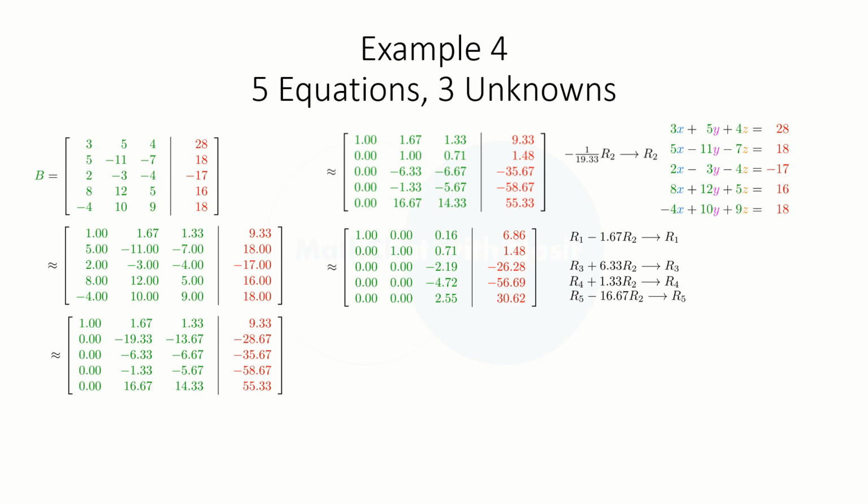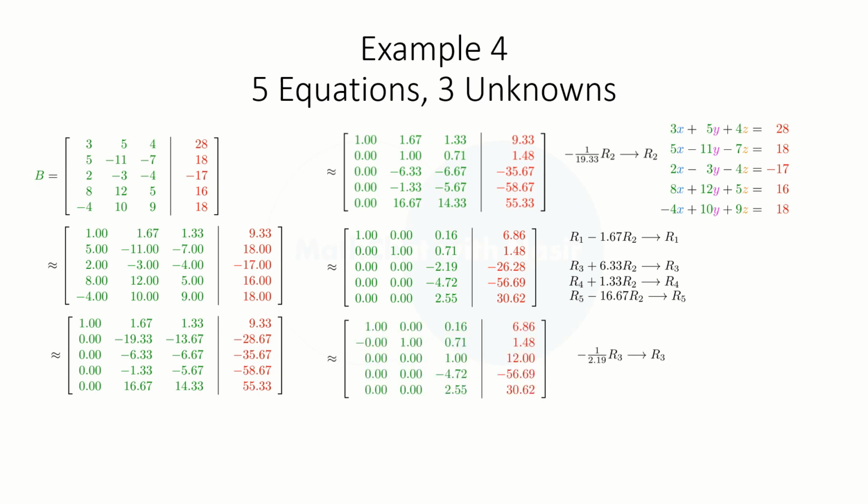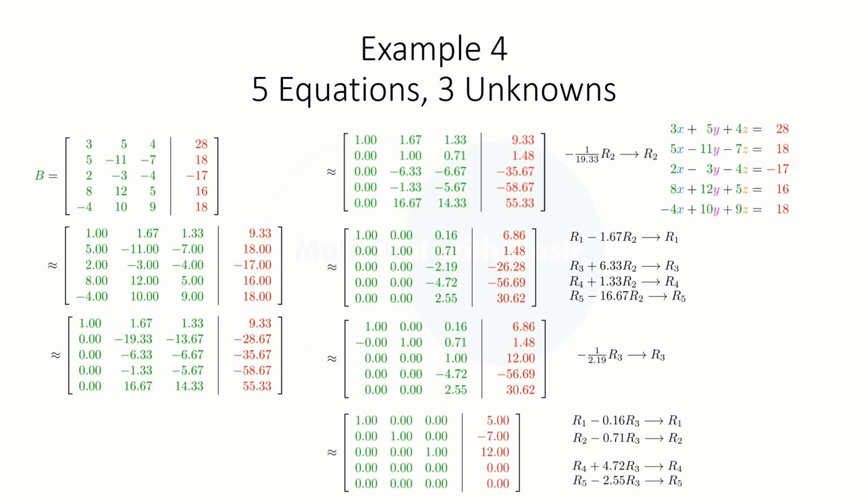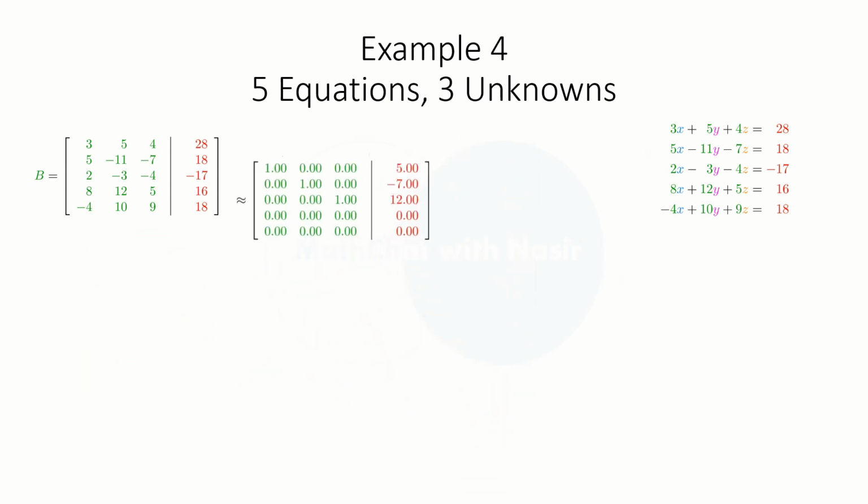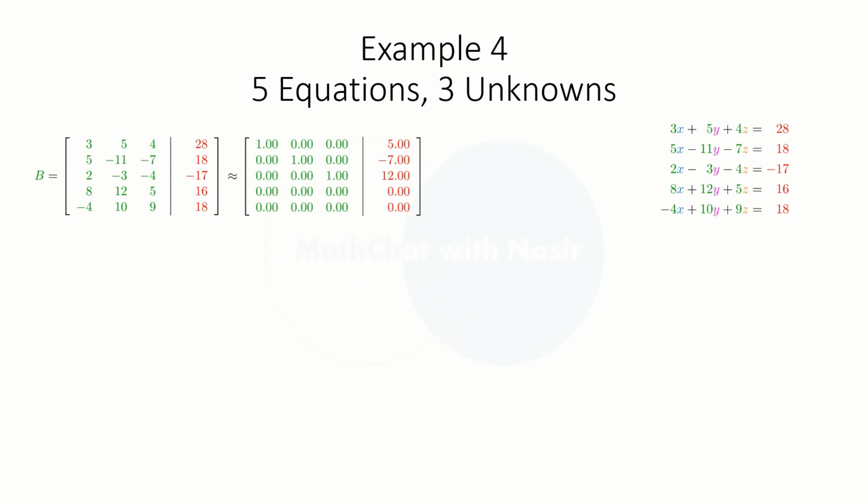Let us move on to the third row and multiply it by minus 1 over 2.919 to make the pivot element equal to 1. Again, perform 4 elementary operations to zero out all the elements above and below the pivot element of the third row. We have converted the augmented matrix to the reduced echelon form.